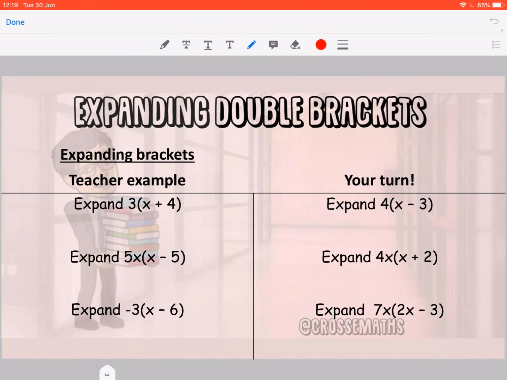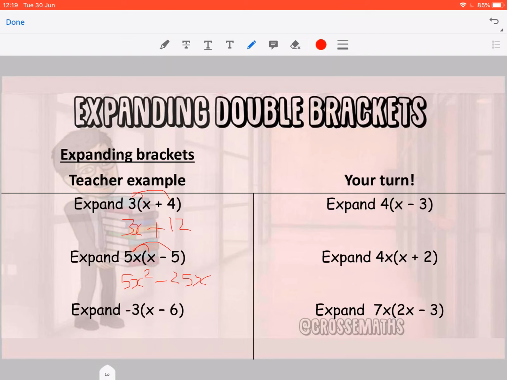Right then, so I'm just going to start with the basics, okay? Expanding basic brackets. What I got on the left-hand side, 3, you're going to times everything inside that bracket by 3. So 3 times x is just 3x. 3 times 4 is 12, plus goes in the middle. Next one, 5x times x is 5x squared. 5x times 5 is 25x. Minus goes in the middle.